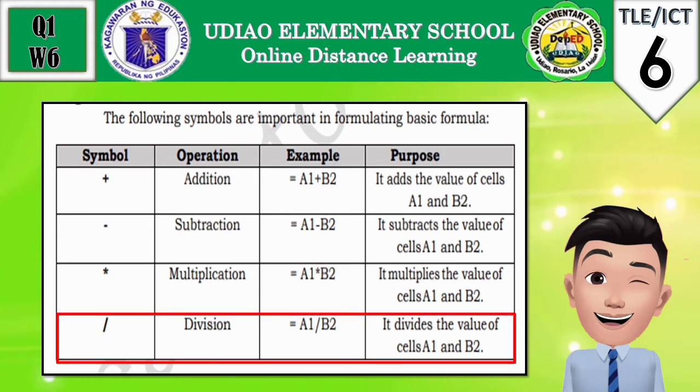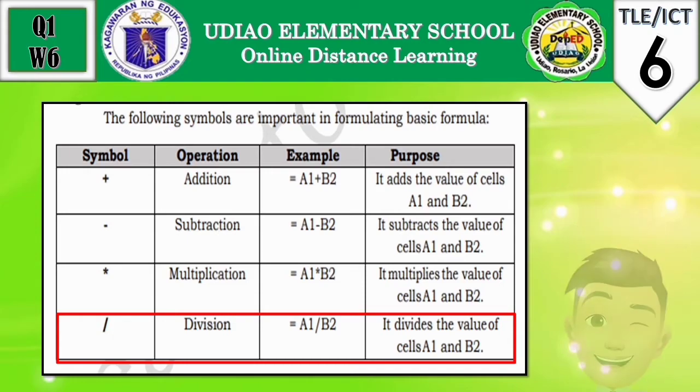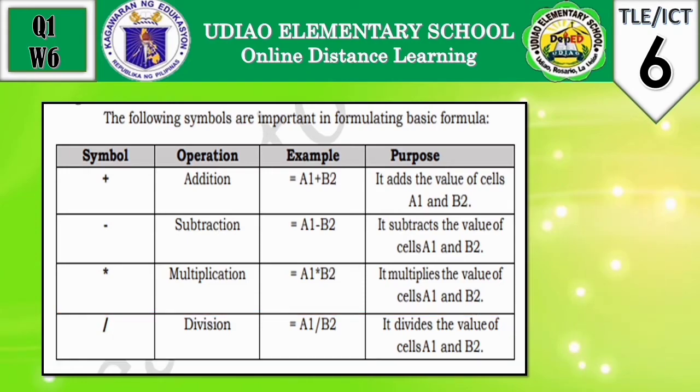The last one is the slash or the division. Equal A1 divided by B2. It divides the value of cells A1 and B2.